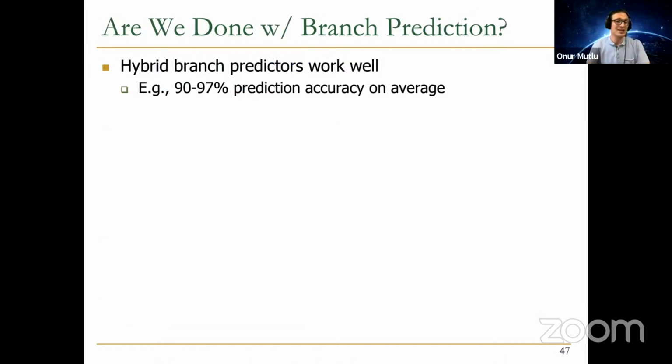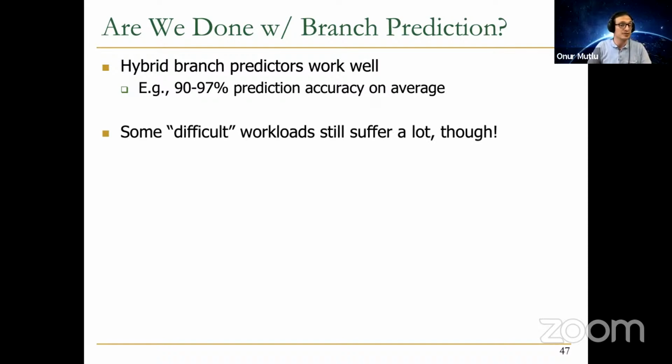Okay, so basically the question is, are we done with branch prediction? So hybrid branch predictors actually work well. They get more than 90% prediction accuracy on average in some workloads, of course. Some difficult workloads, unfortunately, suffer a lot, especially workloads that are very much dependent on the data that you fetch from memory, and you make a decision based on that, for example. GCC is one example. It's a compiler. I picked this example because this is a SPEC benchmark for decades and decades.